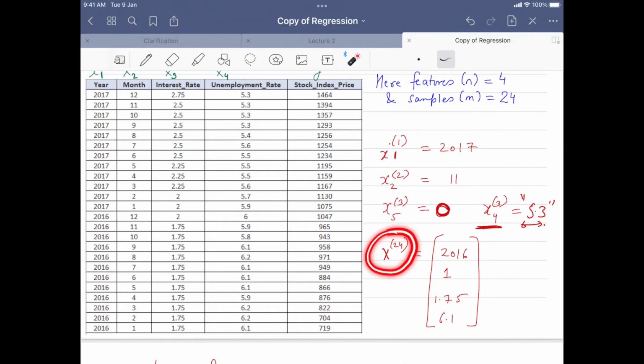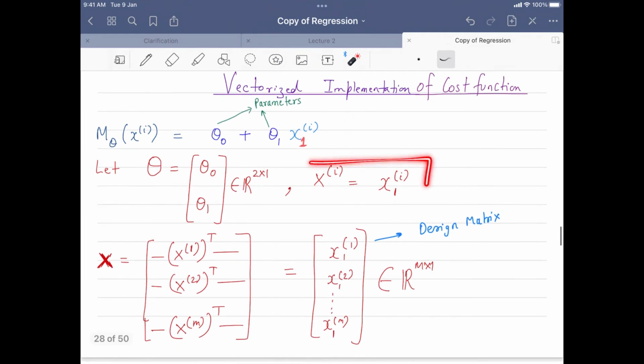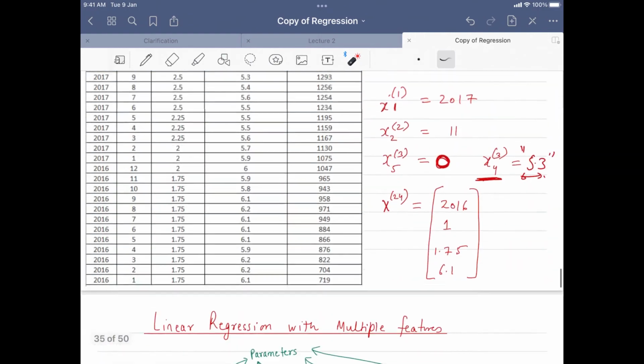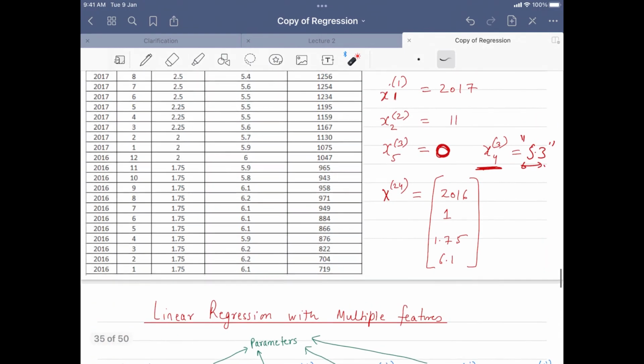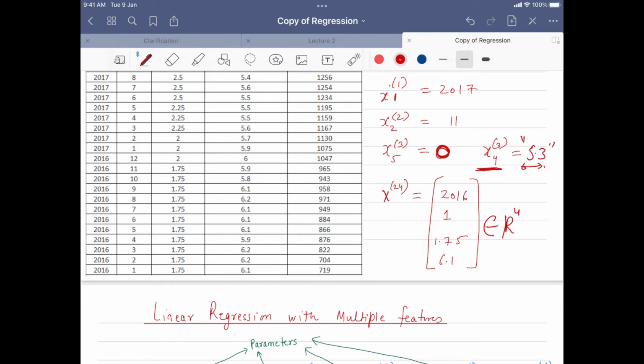And this is analogous to the last case which I was discussing last time. In that case, if you recall, this is xi, because it had only a single feature. As I told you last time, it will have a single element, but now we have multiple features, so this xi will become a vector. It's a vector because you have multiple features, and the dimension of this is right now 4 cross 1. But if you have n features, then this dimension will become n cross 1.